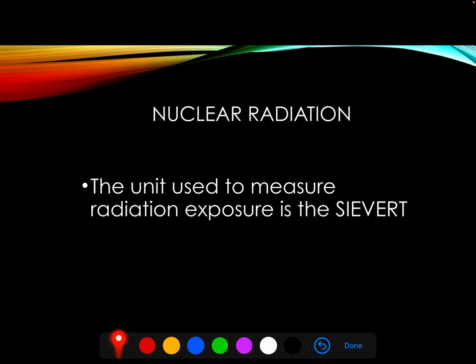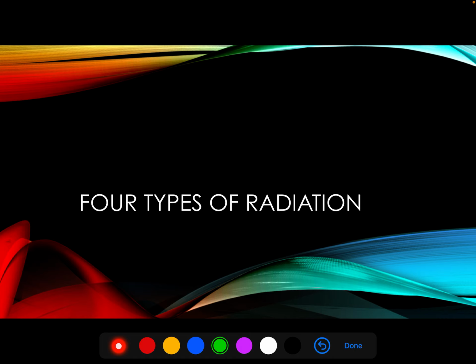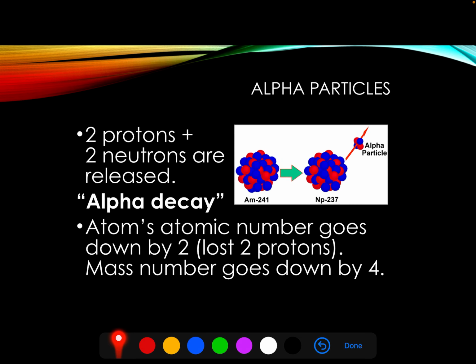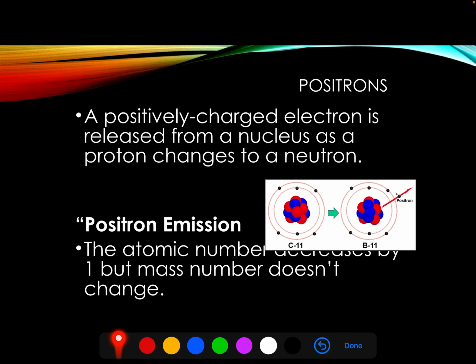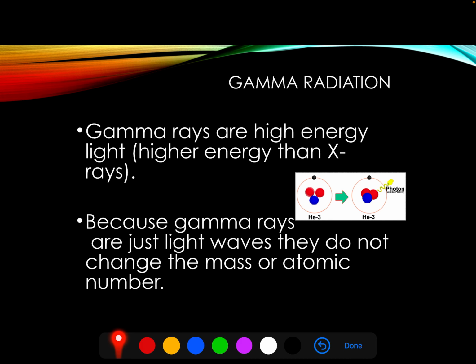The unit that we use to measure radiation exposure is called the sievert. There's also rem, or roentgen equivalent for man. That's another way that we can measure nuclear radiation, but you'll hear about these two terms and how dangerous radiation is. There are 4 different types of radiation. So this is where it becomes a little bit mathematical. The first type of radiation is alpha particles. The second is beta. The third are positrons. And the fourth is gamma radiation.